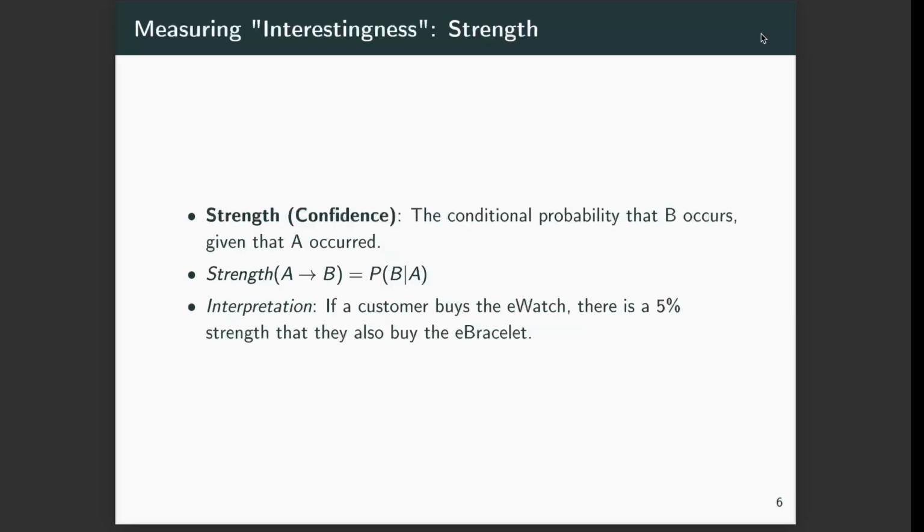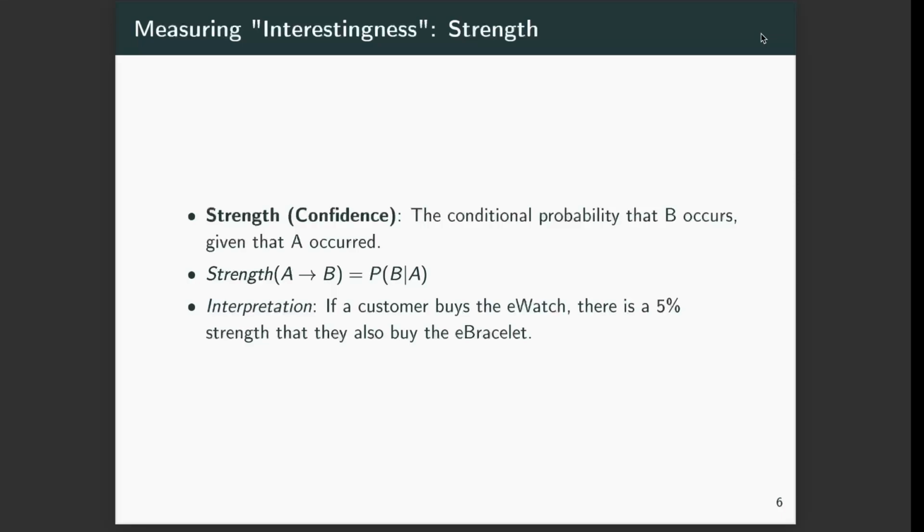The second measure is called strength, which is also widely known as confidence. Strength measures the directional conditional probability of an association. Specifically, the strength of the rule A implies B is the probability that B occurs given that A has already occurred. In formal notation, we write this as P of B given A.